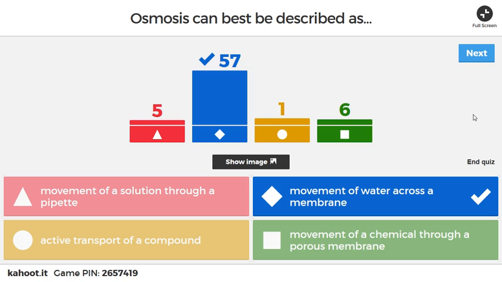All right, and that's going to be movement of water across a membrane. Anytime you see osmosis, it's always going to be water. So as long as you see osmosis, you know it's going to be water. It's the same thing as diffusion, but because it's dealing with water, scientists describe that as osmosis.